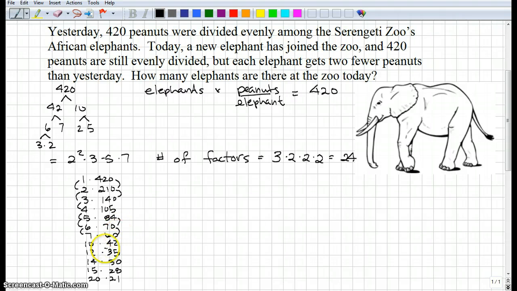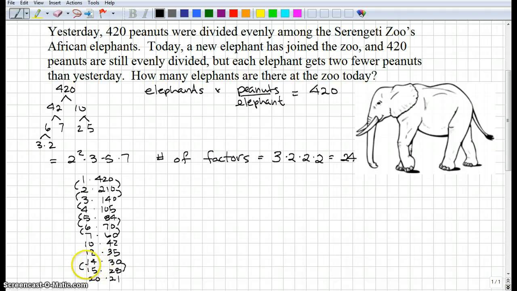Okay, so here's a difference of 10. Now keep going, and you'll see there's a difference of 3, here's a difference of 2, difference of 2. Okay, here's another difference of 1. And what do you know? We have a difference of 2 in the other pair of the factor pair.